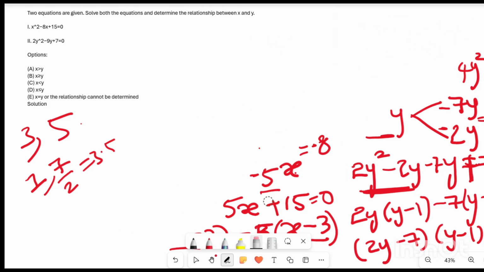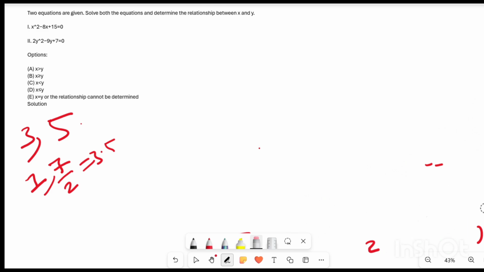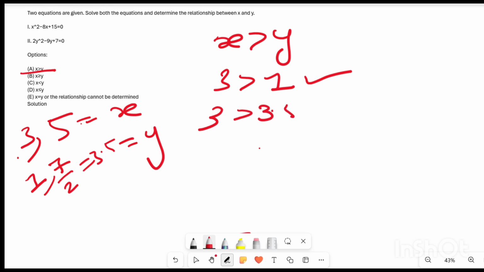Let's check the condition given and find the correct option from all the options. So if you observe, the first option is given x is greater than y. And here the x roots are 3 and 5 and the y roots are 1 and 3.5. So 3 is greater than 1, here the condition is true. And 3 is not greater than 3.5, so the condition is false. So the option 1 is wrong.